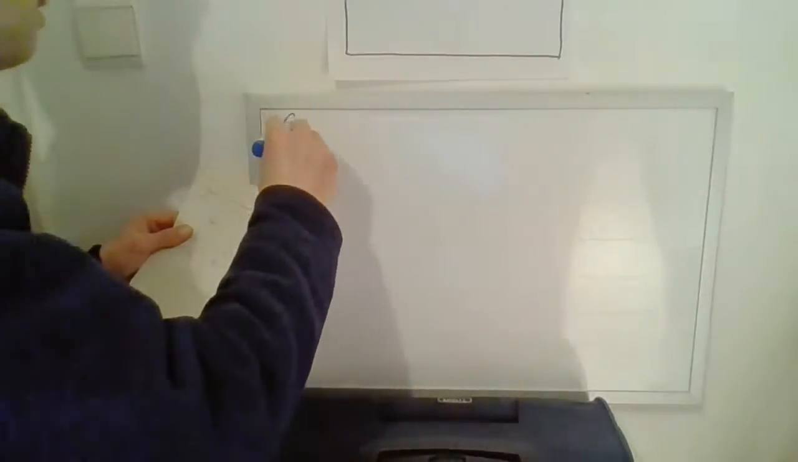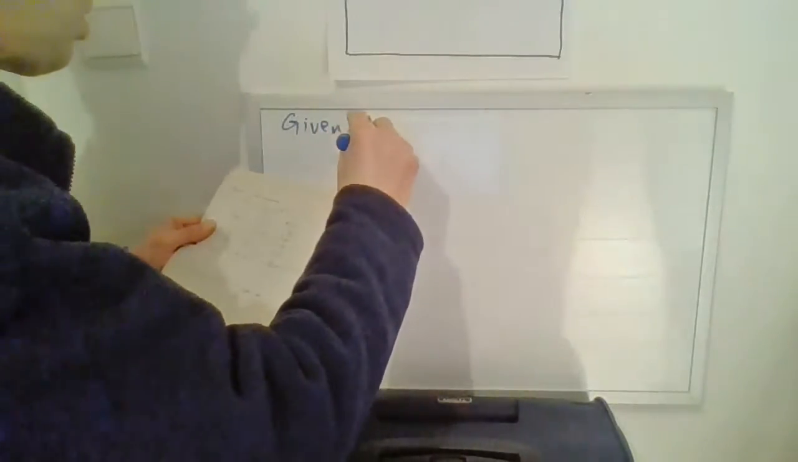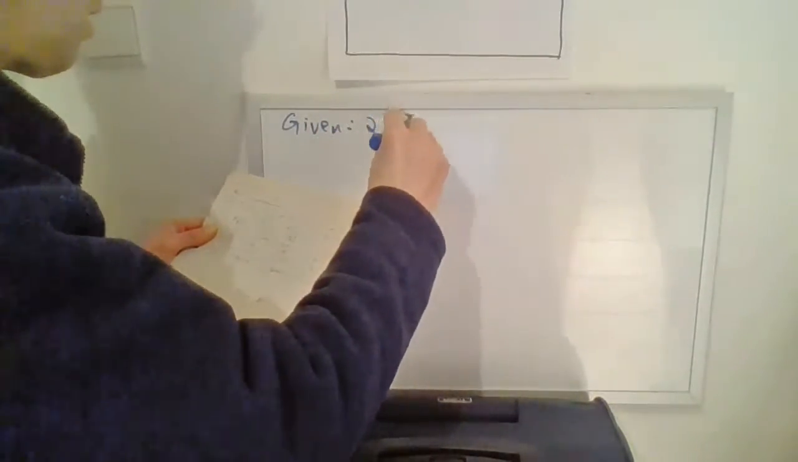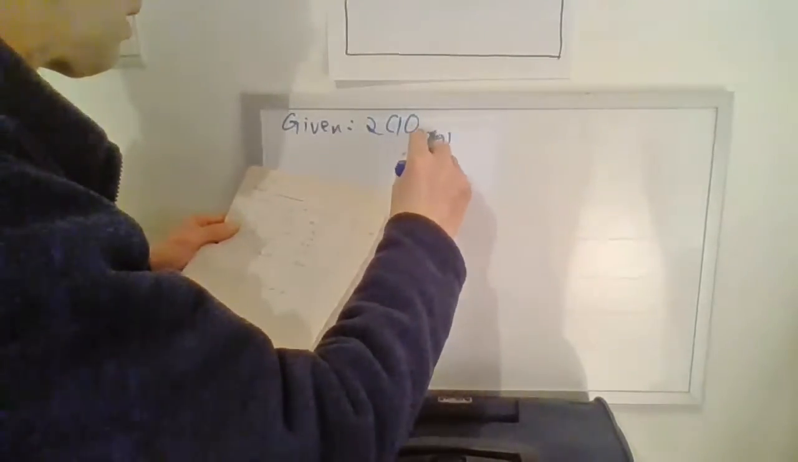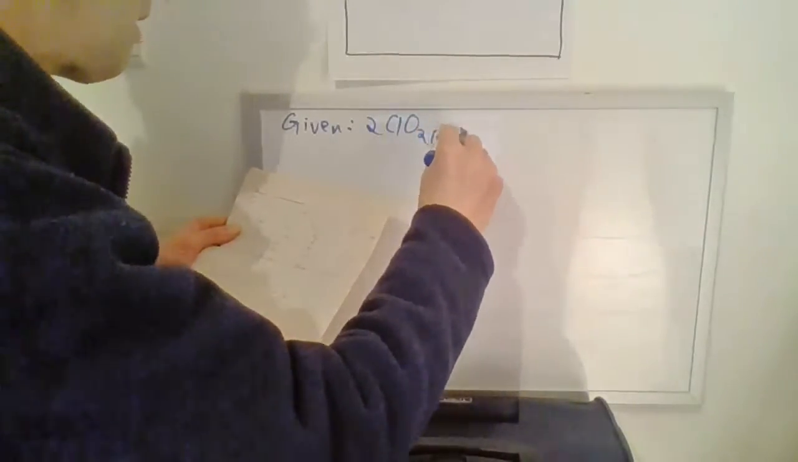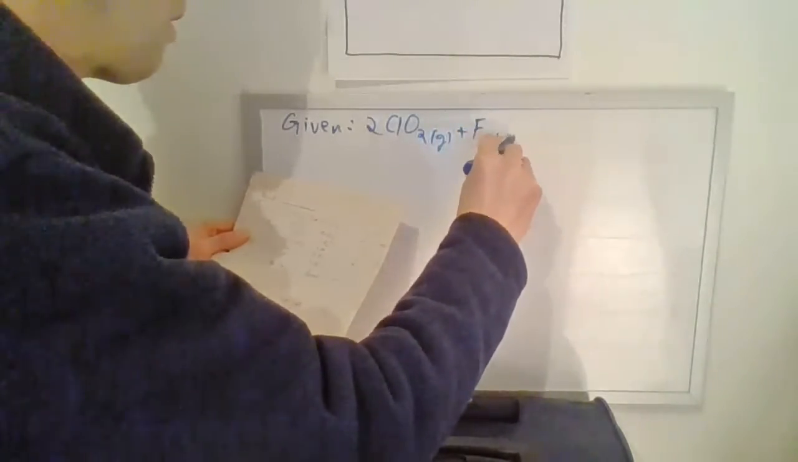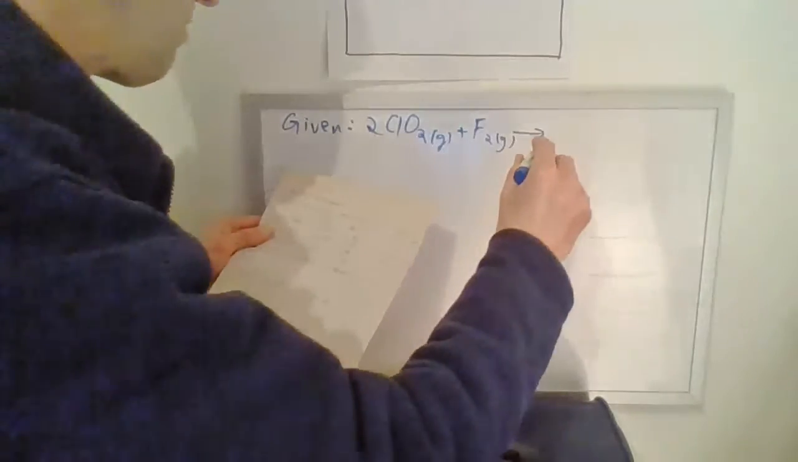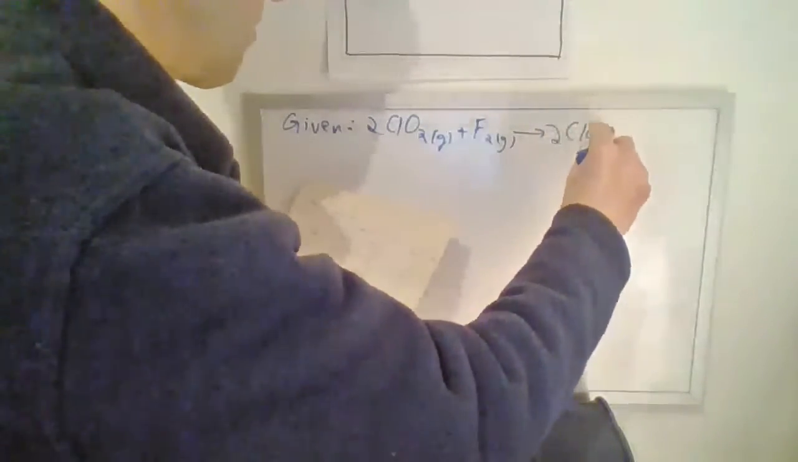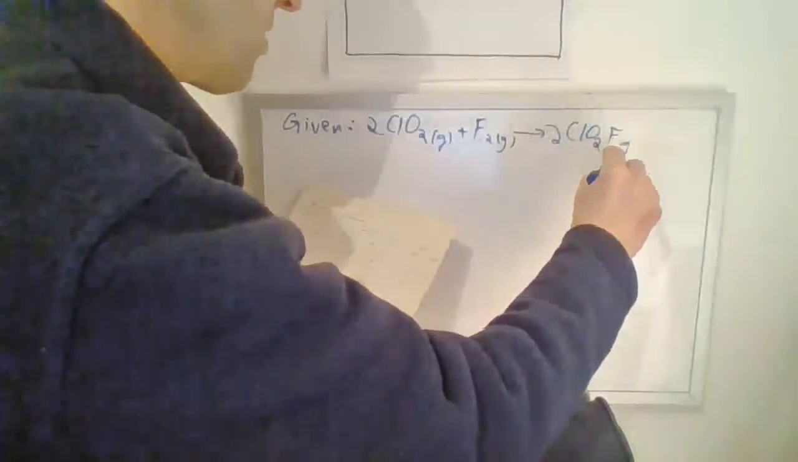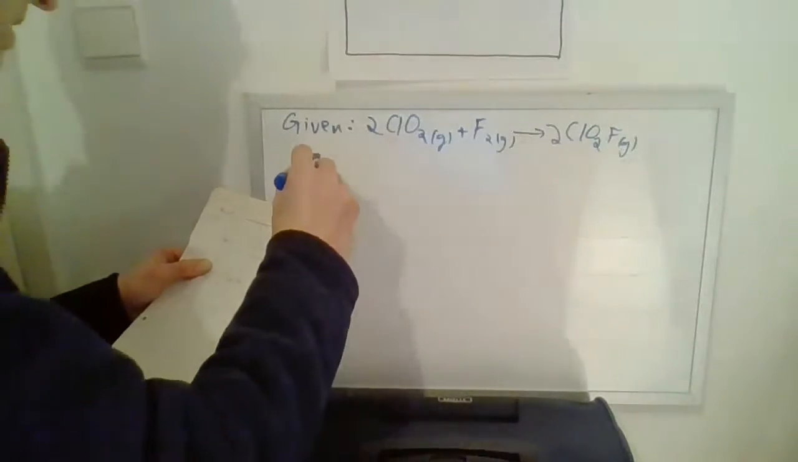All right, given: 2 ClO2 gas plus F2 gas forms 2 ClO2F. Also, surprise, a gas. And here's the data.